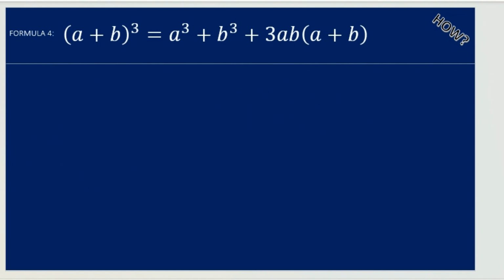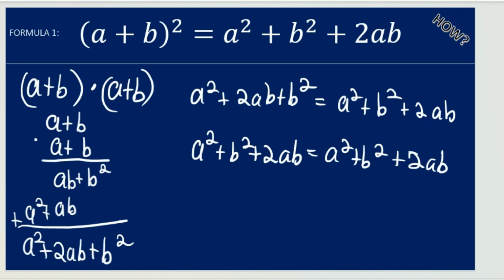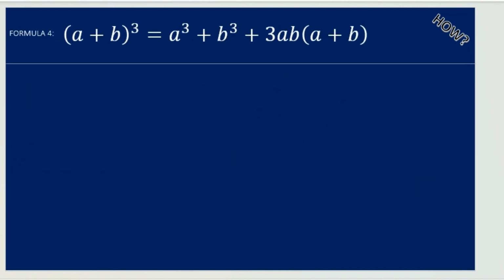The fourth formula is a plus b whole cube equal to a cube plus b cube plus 3ab times a plus b. Okay, so this question may seem a bit intimidating because of how long it is. And if you look at all the other questions or formulas, they aren't really that long. But now here, this seems a bit more complicated, but trust me, it's kind of the same thing.